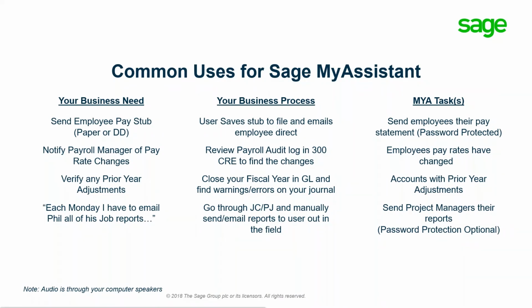Next one is that employee pay rates have changed task within MyAssistant. I've had several customers use this one specifically to ensure that when employees' pay rates are changed, either the payroll manager is notified or there's an audit log of when those pay rates are changed and on what date. Same thing with prior adjustments. The exact same task I showed you, an email, is the exact same one you can use out of the box. And finally, the send project managers their reports.